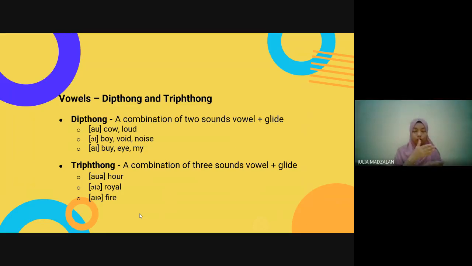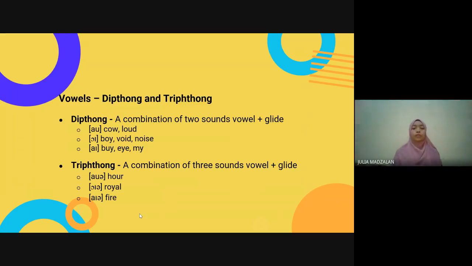Okay. So, diphthong would be sounds of two vowels combined together. But triphthong is sounds of three vowels combined together. Dan nama pun triphthong kan? Triphthong. Example of the sound would be in the word hour. Hour, one hour.